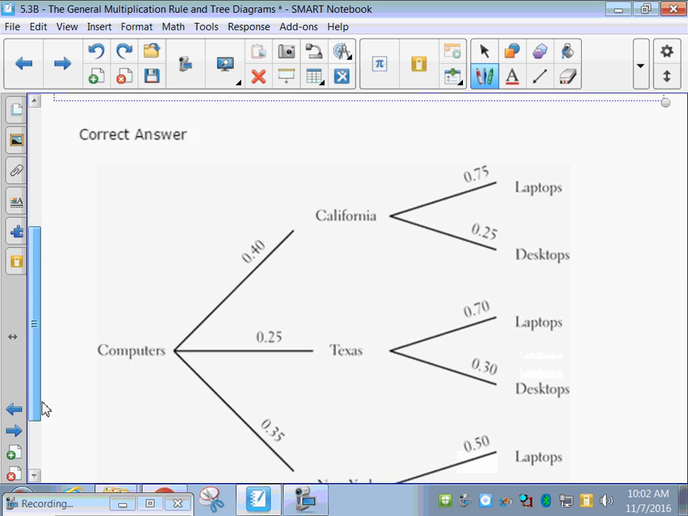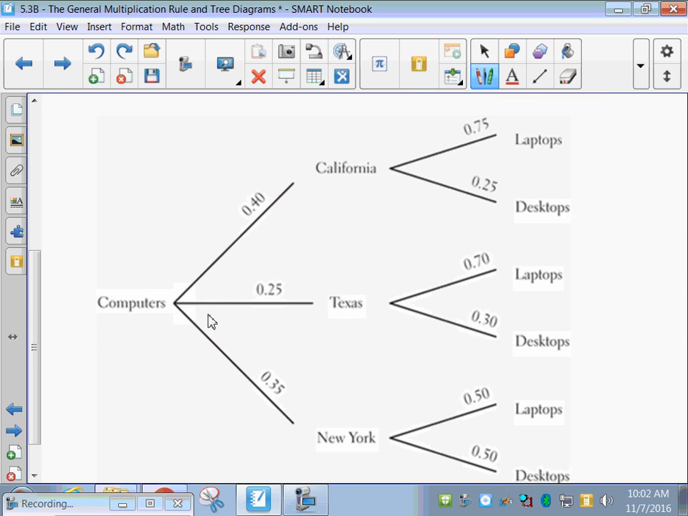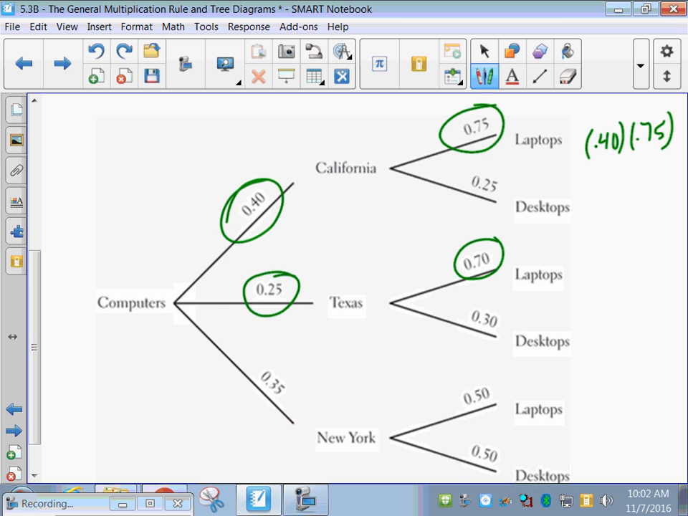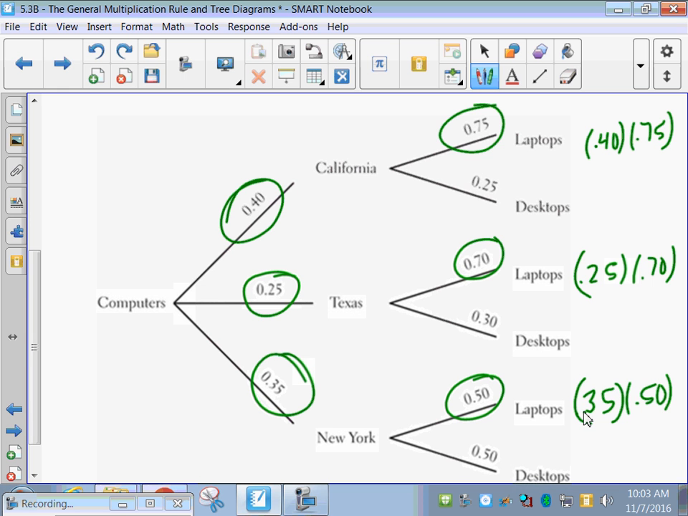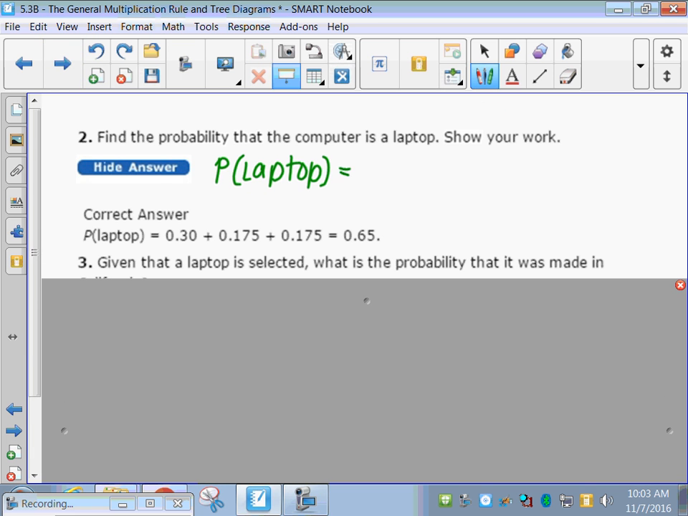All right. Delaney, what's one way that you can be a laptop? Good. So one way is you are in California, and then given that you're in California, it's a 75% chance. So we multiply those together. Okay? And another way is this times this. 0.25 times 0.70. And another way is this. 0.35 times 0.50. Okay? Those are this probability given this. This probability given that this happened. All right? And then we add them all up to get the total probability of it being a laptop. So you get 0.65.